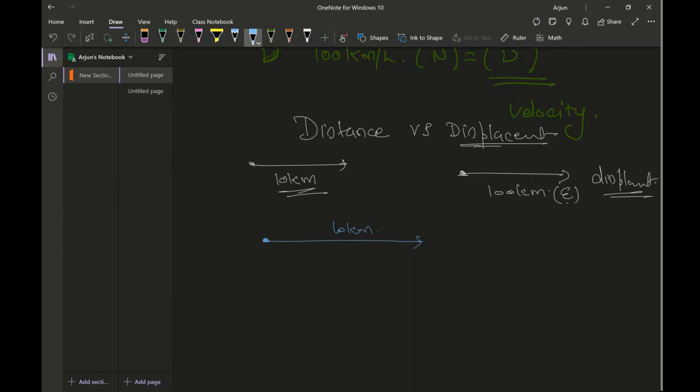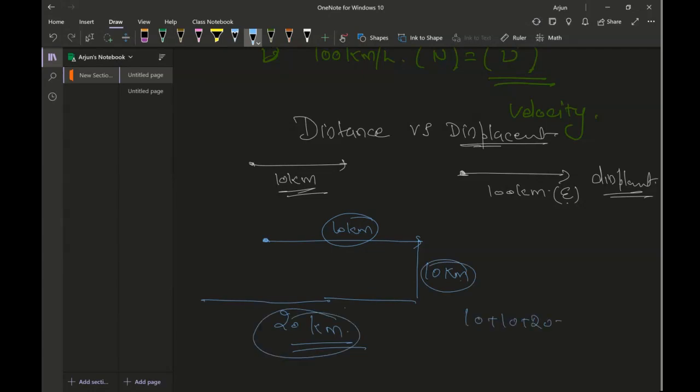Now, if I see carefully, when we talk about distance, if a person starts from here, he covered 10 kilometers in certain direction, and then he covered 10 kilometers in another direction, then he covered maybe 20 kilometers in another direction. I wanted to find out total distance covered by this person. So the total distance covered by this person will be equal to 10 plus 10 plus 20. That will be 40 kilometers.